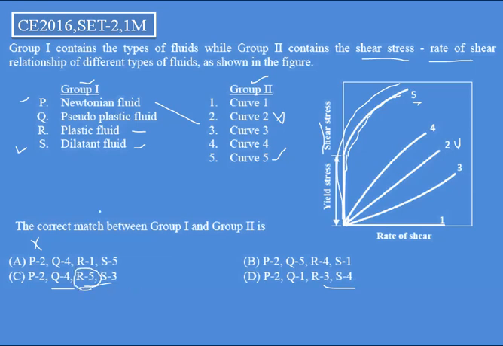Okay, we know what P is, and now we'll try to see S, which is dilatant fluids. For dilatant fluids, your curve is 3, right? And 4 is pseudoplastics, and this is for Newtonian fluids, and this is for non-Newtonian, or Bingham plastics, or plastic fluids. So finally, for Newtonian fluids you get 2, and for the pseudoplastics you get 4. For plastic fluids you get curve 5, and for dilatant fluids you get curve 3.